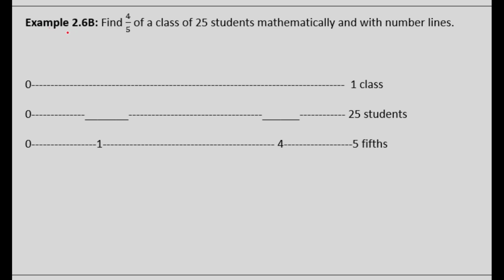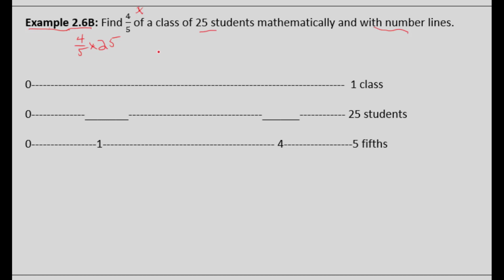I usually don't like to add a B, but I did, so you're responsible for this one too here. We're going to find 4/5 of a class of 25 students, mathematically and with number lines. It's basically the same thing. Let's do it, of means multiply. So we're going to find 4/5 of 25.